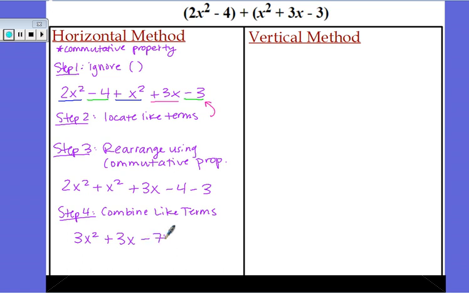Okay, we always, again, want to check to see if it's in standard form. My degree here is 2, my degree here is 1, and my degree here is 0, so it's in standard form, which means this is the simplest polynomial after you add the two polynomials. Okay? So the vertical method we'll talk about next.